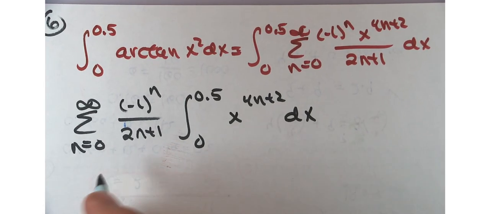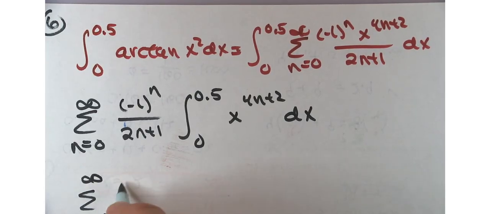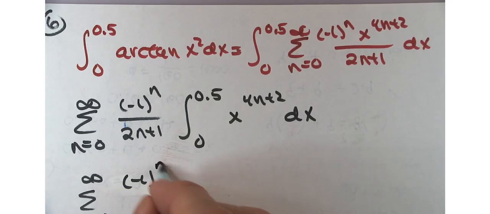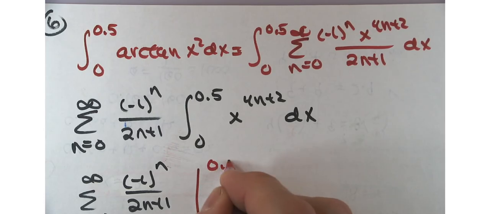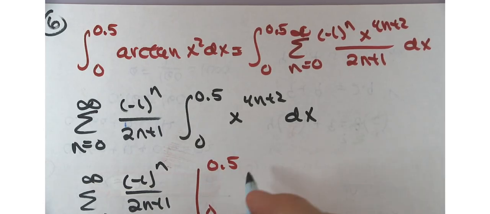What's the antiderivative of that? x^(4n+3) over 4n plus 3? Yes, nice, well done. Thank you, Ethan. So this is going to be then 0 to 0.5 of x^(4n+3) over 4n plus 3.